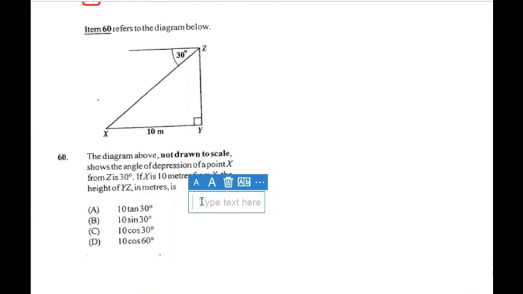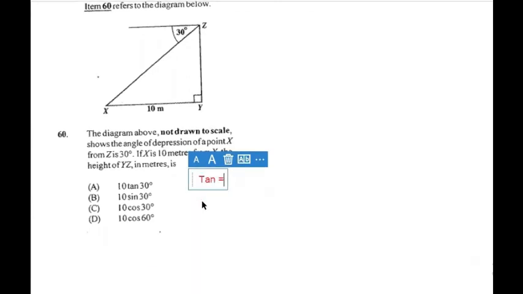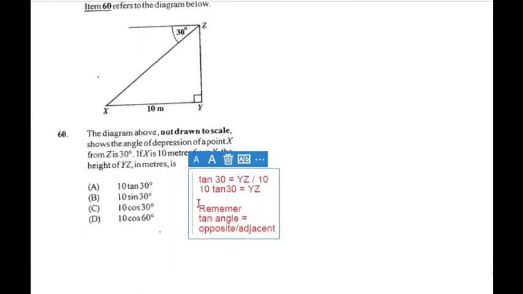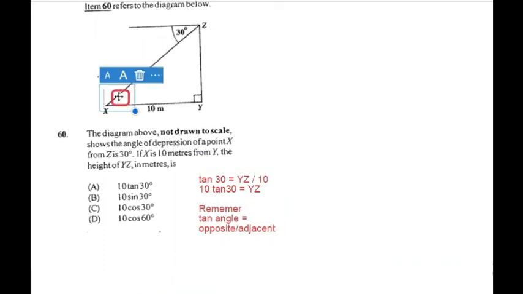But just for summary, tan is equal to opposite over adjacent. So tan 30, which is the angle given, so right here would be 30. So this is the 30 that we're speaking of, and not this 30 right here. So tan 30 is equal to YZ divided by 10, making YZ the subject of the formula. So 10 tan 30 is equal to YZ, and A is our answer.